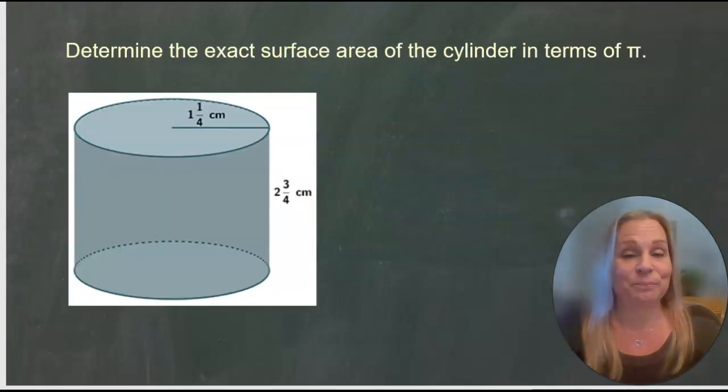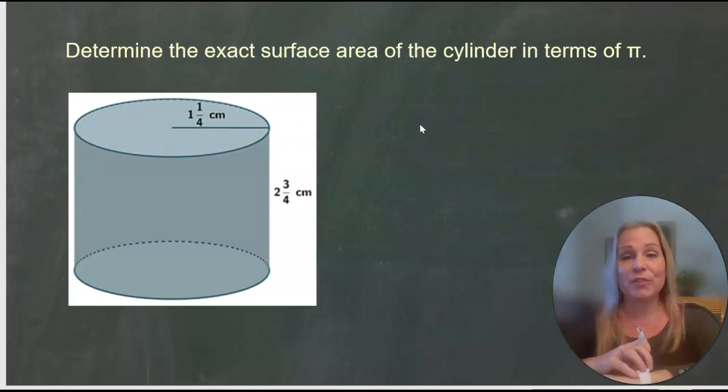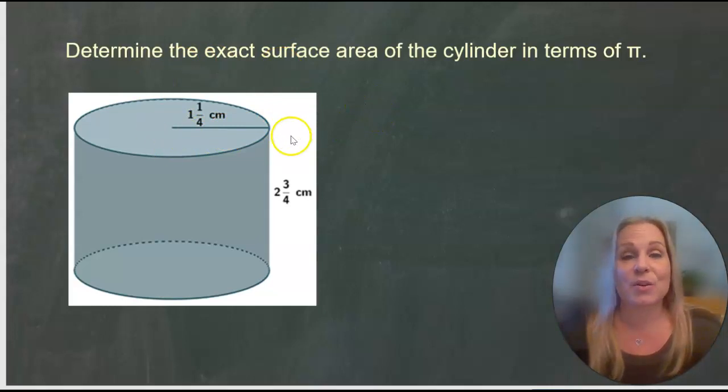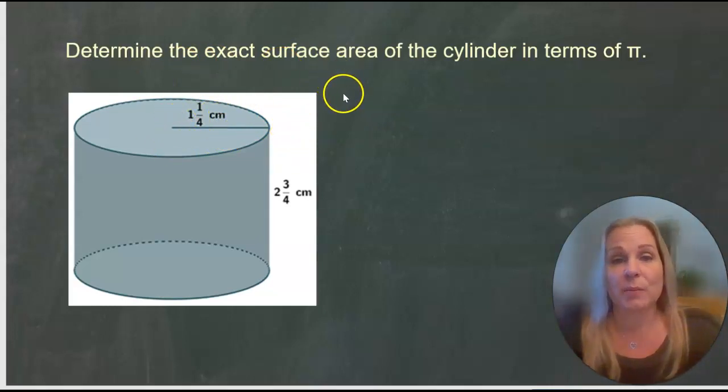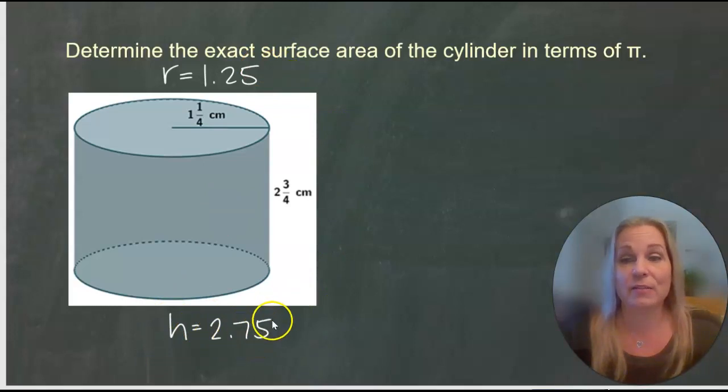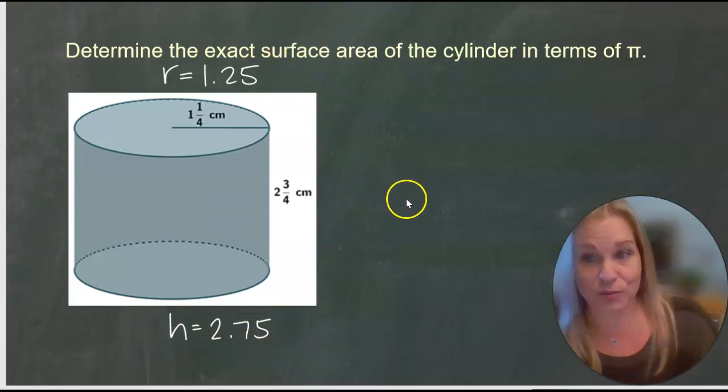Let's try another one. All right, so for this one, I'm going to use the decimal form of these numbers, if that's all right with you guys. So my radius is 1.25. I'll just write it up here. And down at the bottom, I'll write the height. The height of my cylinder is 2.75. So let's find the area of the circles first.